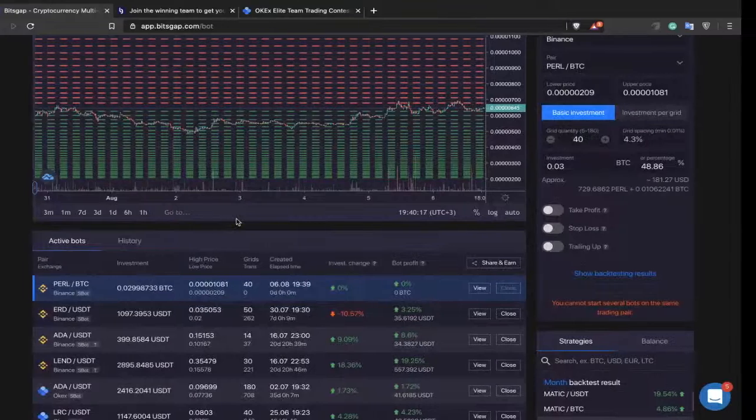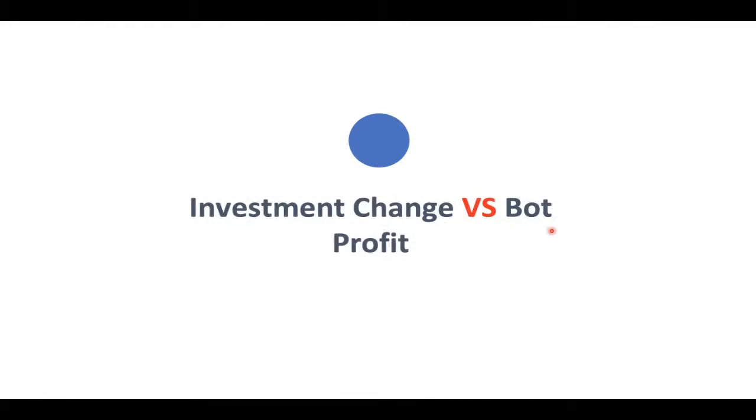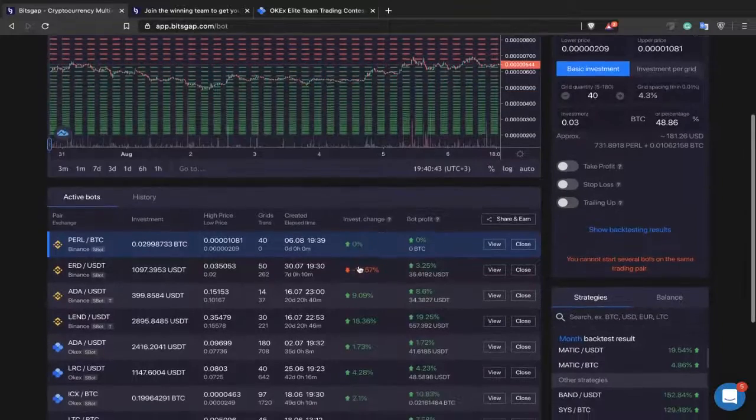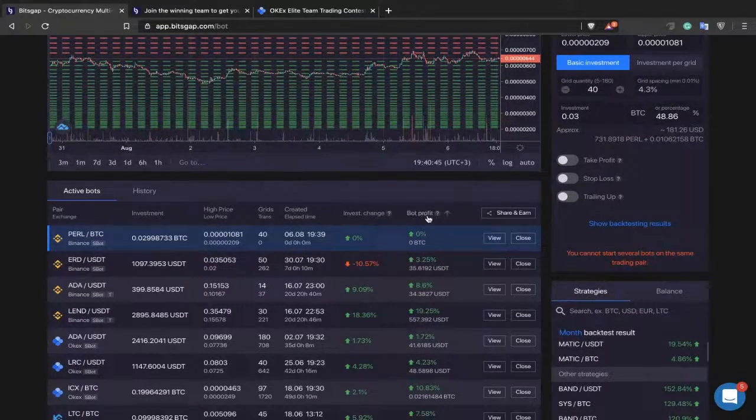So now let's move on and talk about what makes it so interesting about the investment change and the bot profit. So what makes them different and what unites them. So these are basically two key metrics for Bitsgap users to understand in order to track the trading performance. So notice that here you have an investment change column and the bot profit.